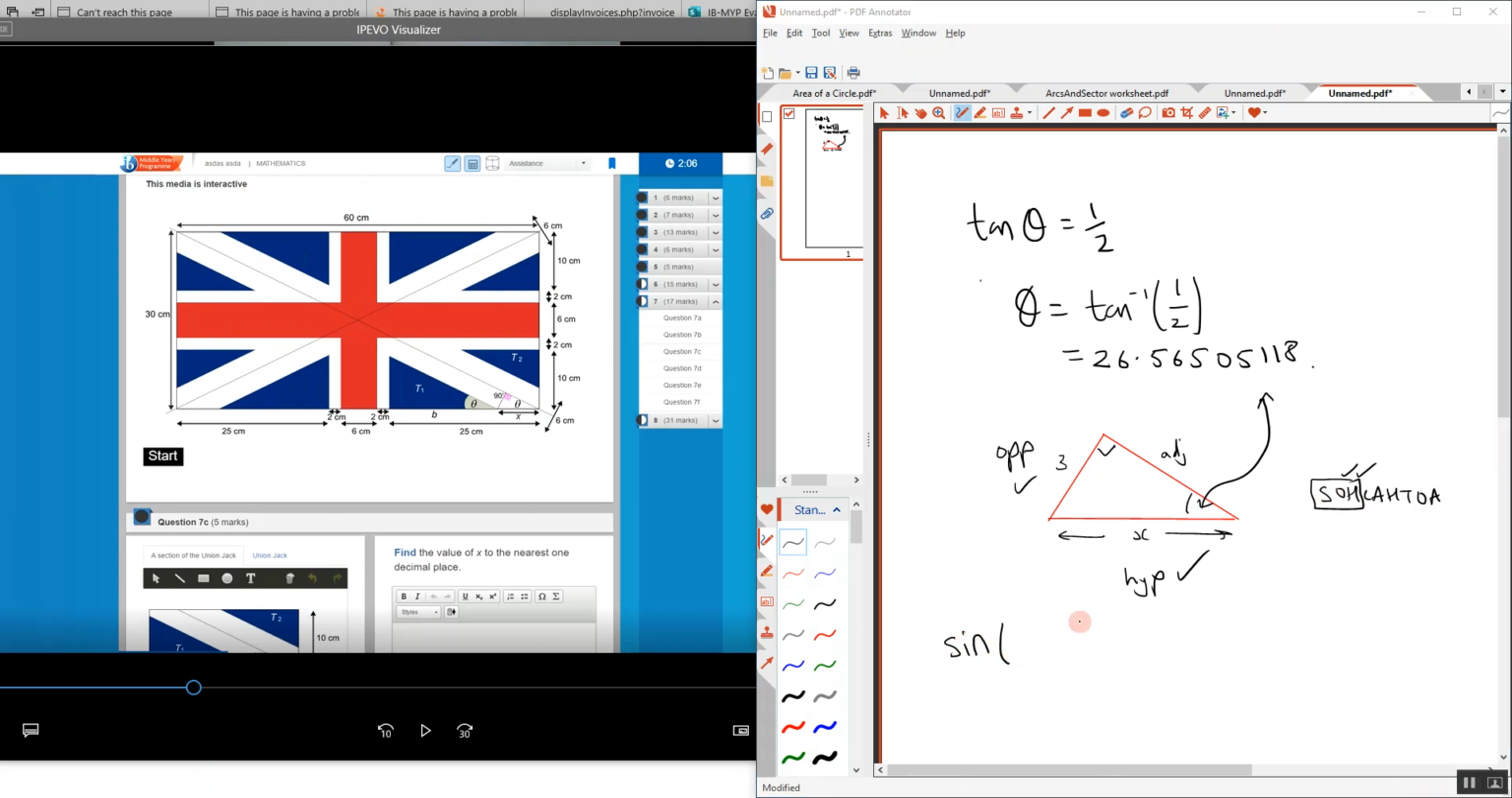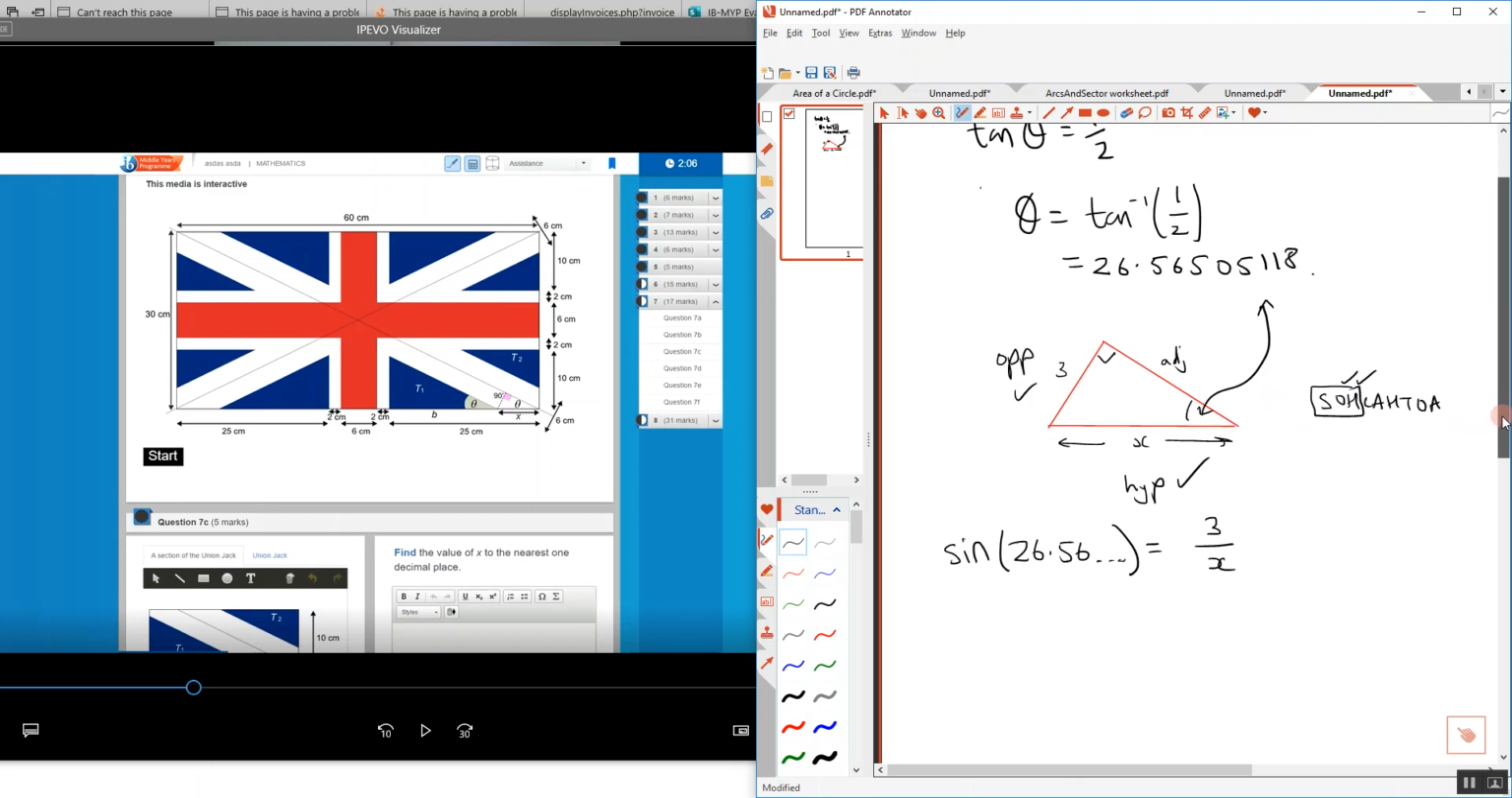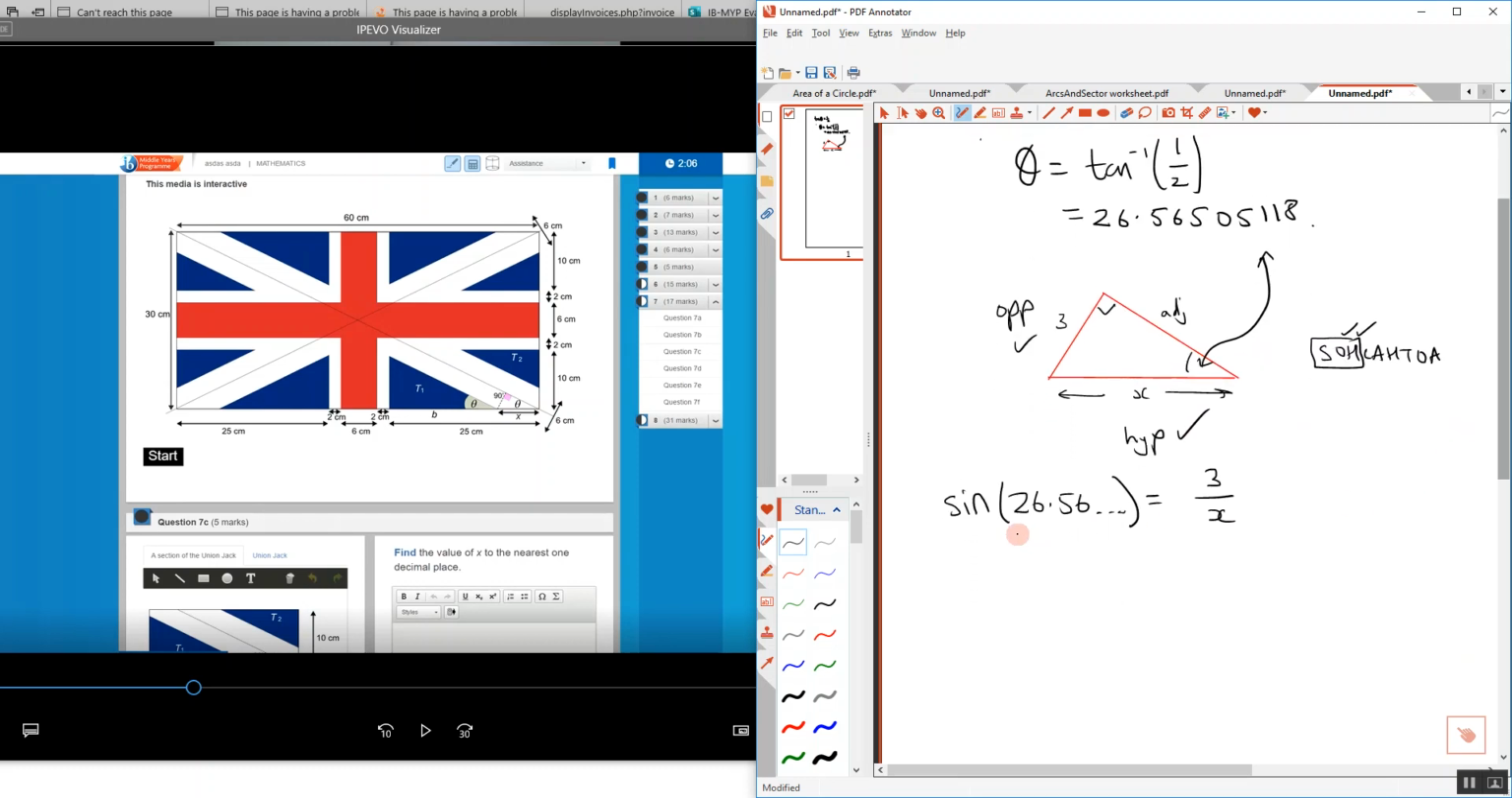Okay, so it's sine of what? 26.56. Yep, so sine of the angle equals opposite over hypotenuse, so 3 over x. All right, now how do I work out what x is? You have to move the 3 to the left of the sine. Okay, and how do I go about doing that? Just cross multiply it. Yep.